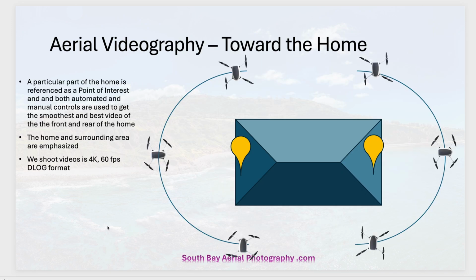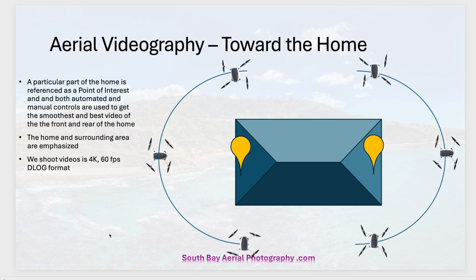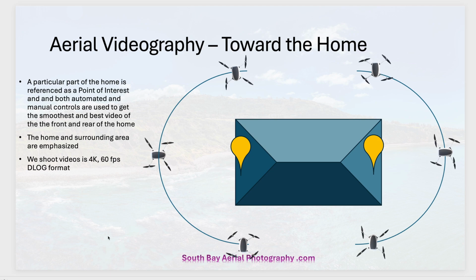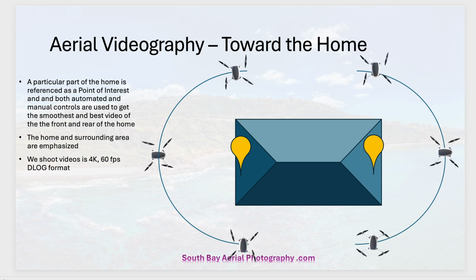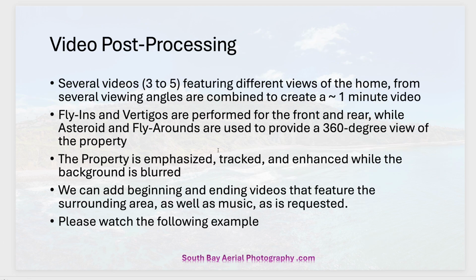Next we shoot an aerial video of the home. A particular part of the home is typically referenced as a point of interest, and both automated and manual controls are used to get the smoothest and best video of the front and the rear of the home. The home and the surrounding area are emphasized. Several videos are taken featuring different views of the home, and then we combine those to create approximately a 1-minute video.